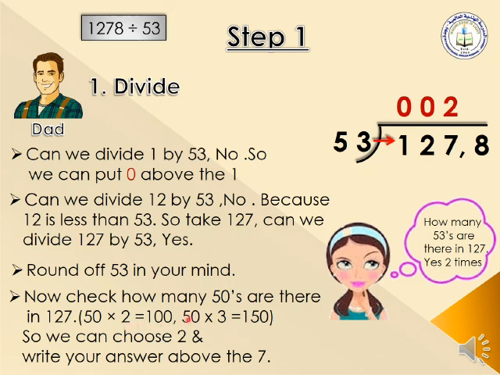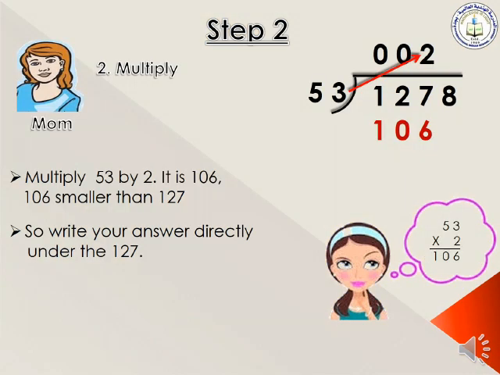Then you calculate 53 2's. When you do 53 2's, you will get less than 127. So you can take 2 times. Choose this 2 and write it in the quotient above the 7. You should place 2 in the quotient above the 7. Mom is going to do step 2, that is multiply.